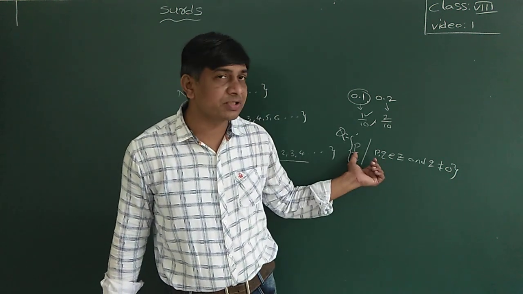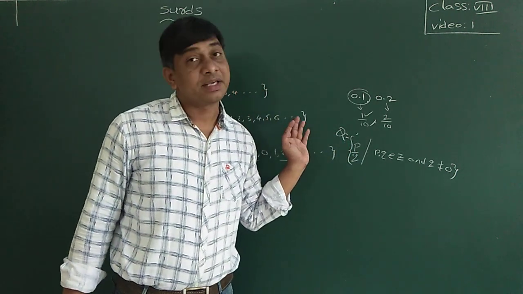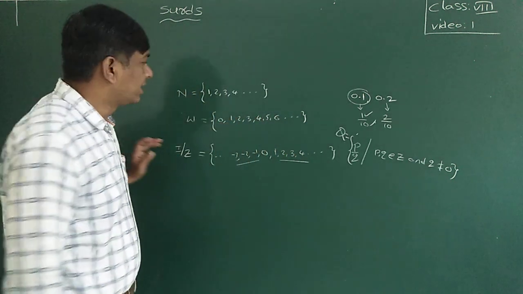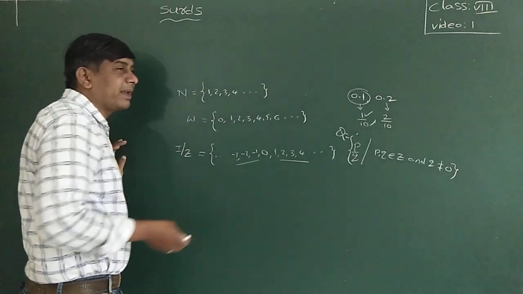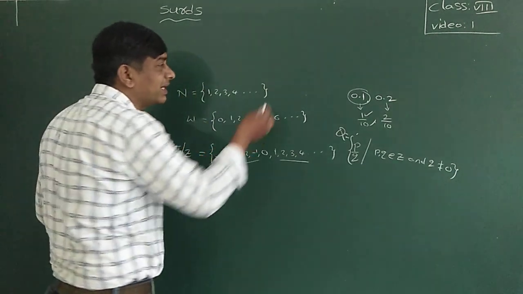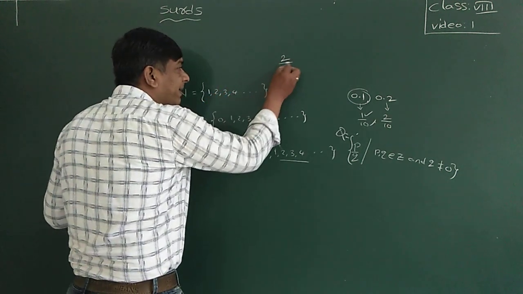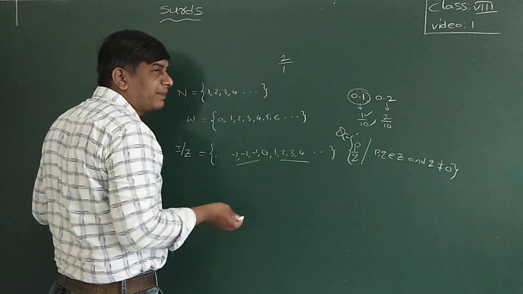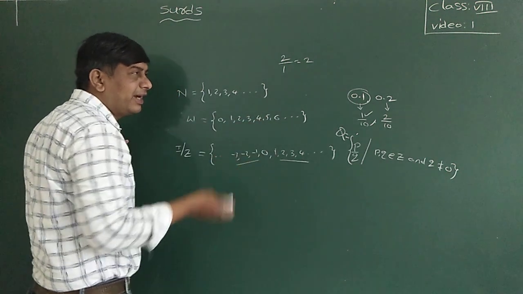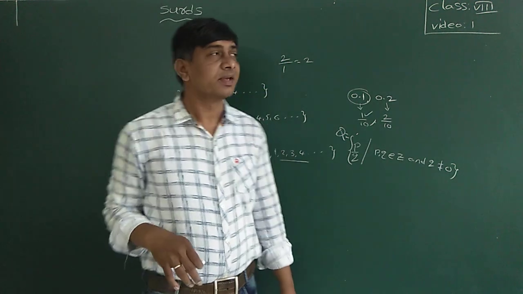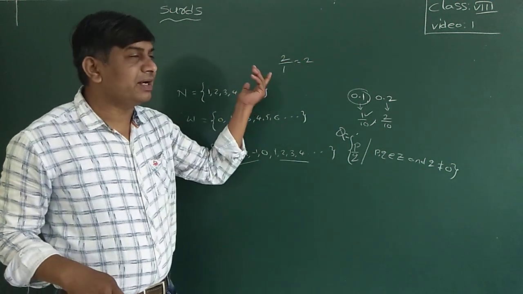You said p by q, sir; since these are not in p by q form, are they not rational numbers? Yes, these are also rational numbers only. Every number among these can be written in p by q form. If you write 2 as 2 by 1, 2 by 1 is nothing but 2. If you write 1 in the denominator, it never changes the value. 2 is an integer; when I write 2 by 1, it is a rational number.